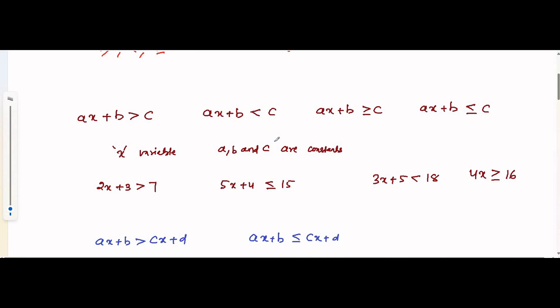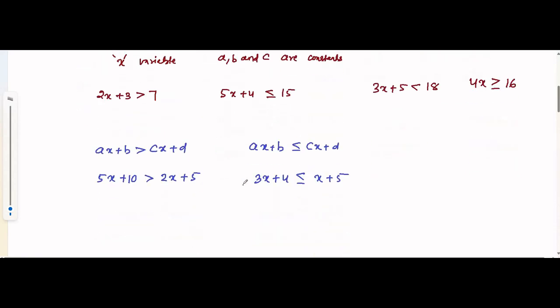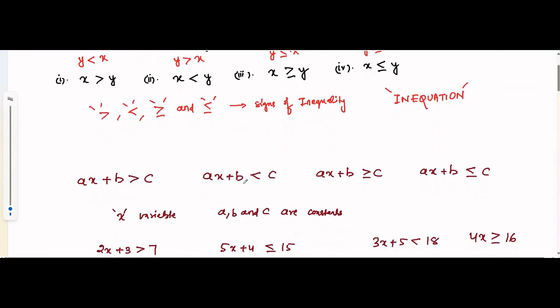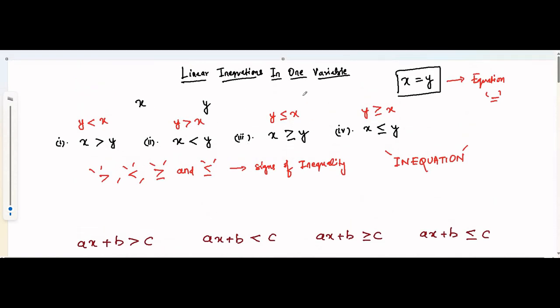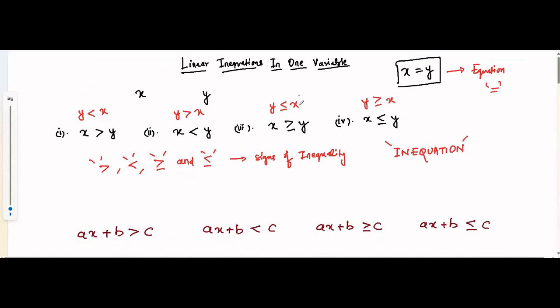Relationships such as greater than or equal to, lesser than or equal to, greater than, lesser than, like that. Okay, so this is the standard format of an inequation here, a linear inequation in one variable.